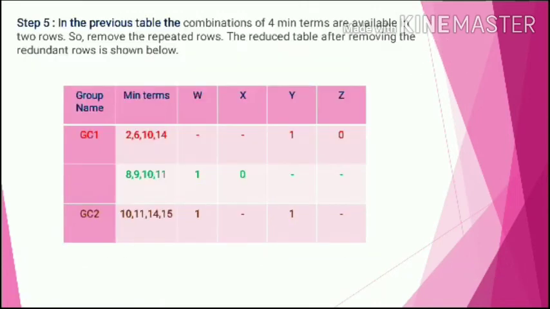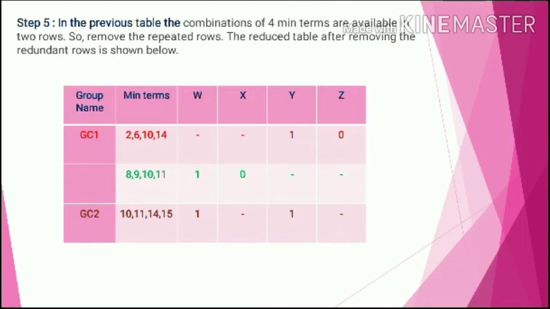Look at the previous table once again. See the first value, the prime implicant. So 2, 6, 10, 14. The first one is hyphen, so don't take it. The second one is hyphen, don't take it. Then see the third value, y. Y is 1 and z is 0. So put a bar for z. So y z dash.